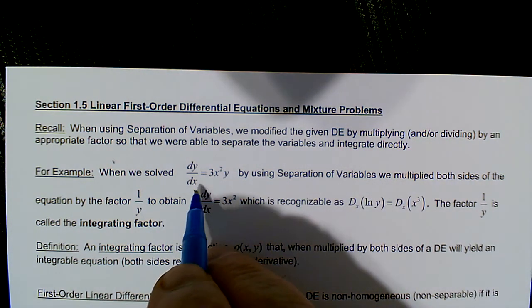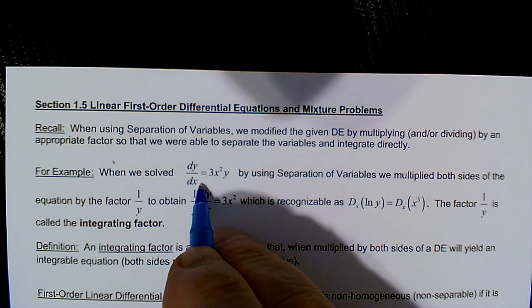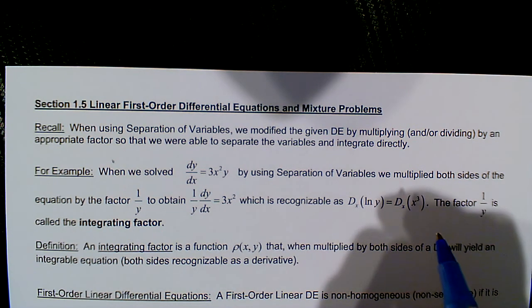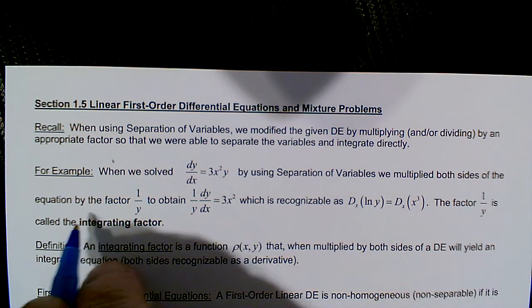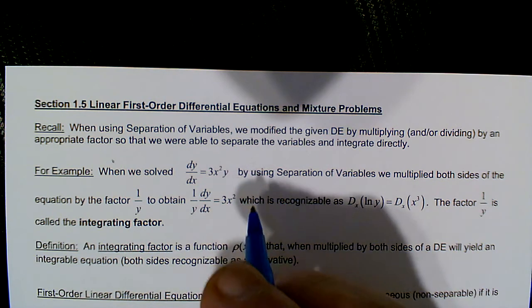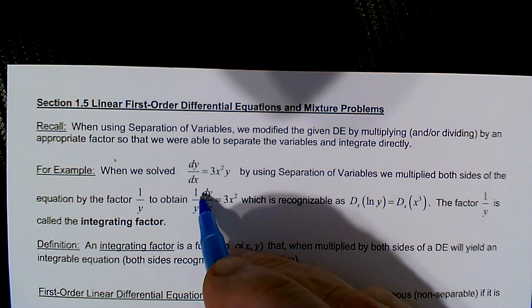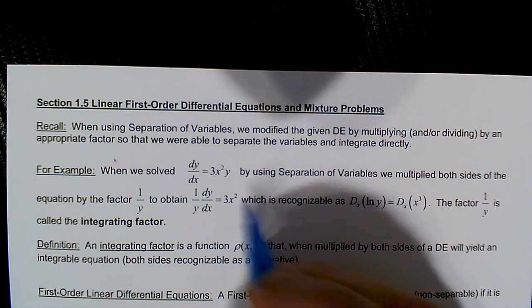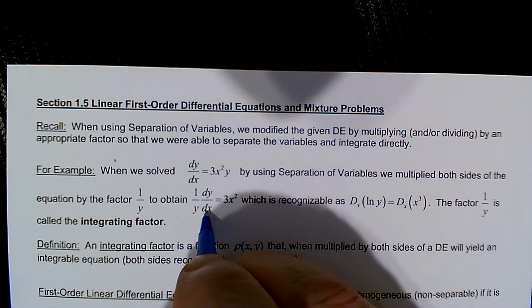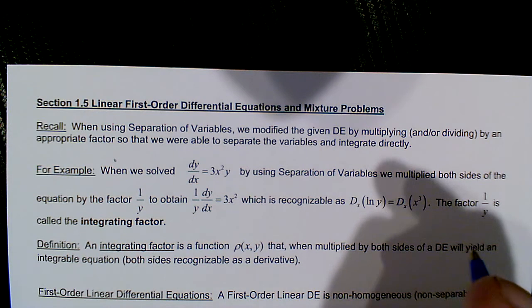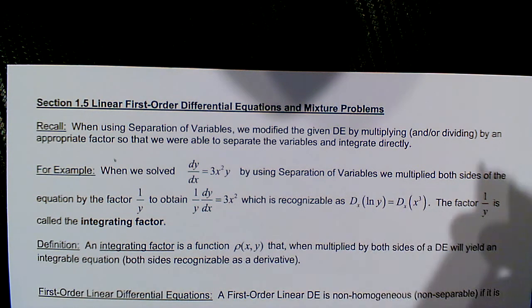For example, if we look at dy/dx, we had actually solved this problem equaling 3x squared y. We multiplied both sides by 1 over y. We probably thought about it as division, but in any event, we did obtain 1 over y times dy/dx equaling 3x squared, which, if you expressed it in differential form, then we're able to integrate both sides.